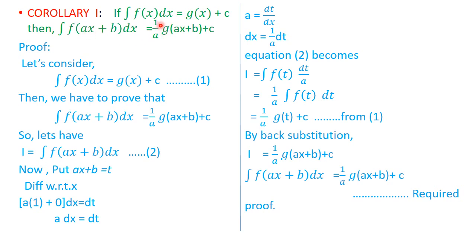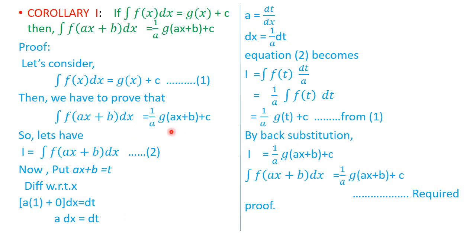Now, there are some more results, or corollaries, derived from this theorem, which are known as corollaries. These results are also important for solving examples. So let us see the results now. Let us see how it is proved. Let us consider what is given there. Integration of f(x) dx is equal to g(x). It is given. So we want to prove this one. Our aim is this one.